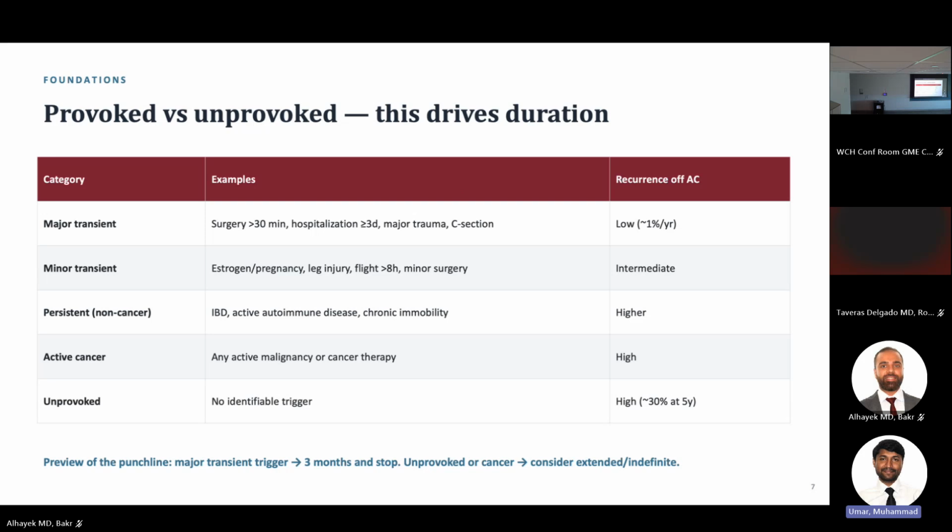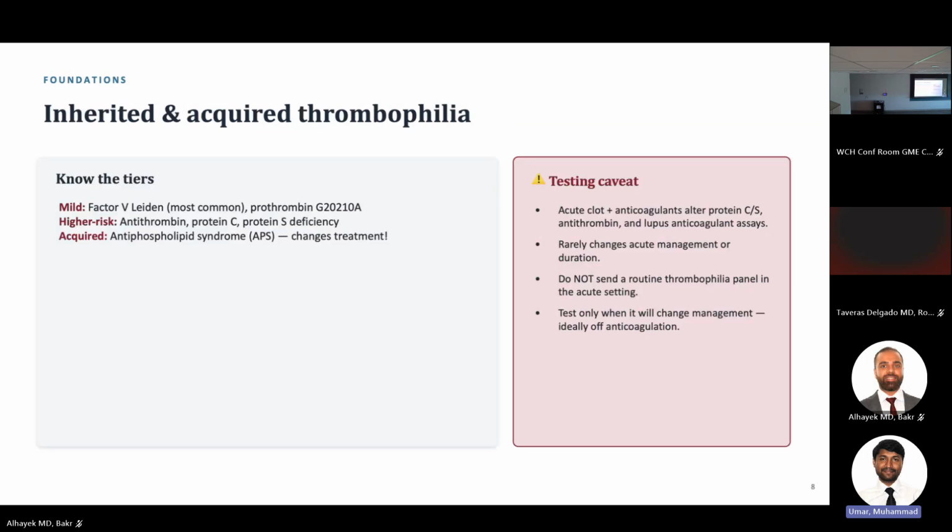Then provoked versus unprovoked. Why does this matter? Treatment duration. So what's the treatment duration if it's provoked? Okay. And what if it's unprovoked? Sometimes indefinitely, sometimes forever, right? Okay. So also there are categories like major transient, minor transient. I don't really want to go into these details. This is all based on the AHA, ACC guidelines.